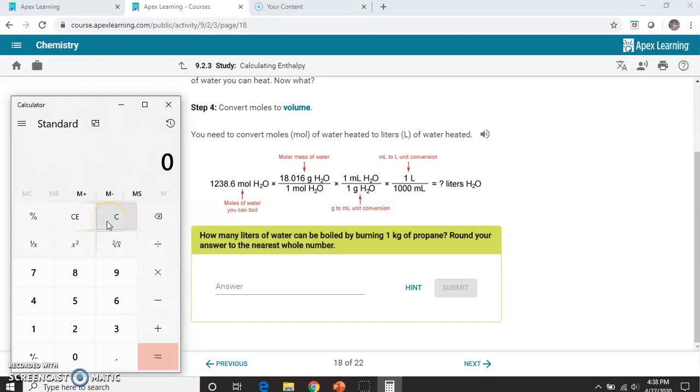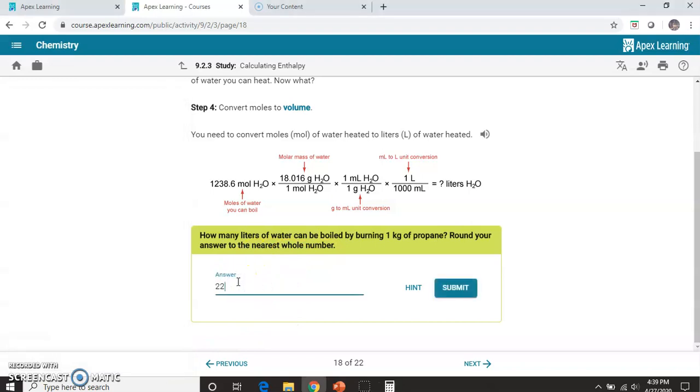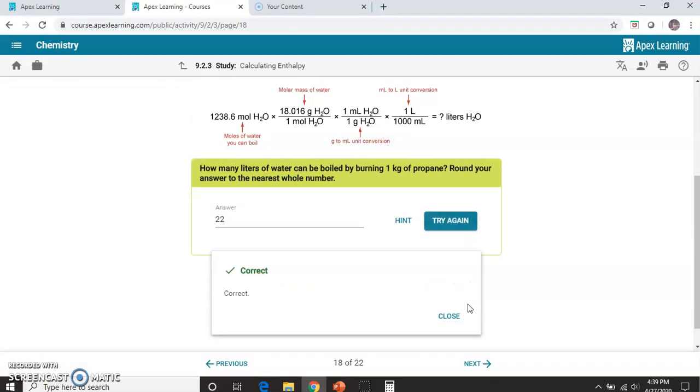So the answer is 8.6 times 18.016. And then you can times it by 1, times it by 1. I'm not going to because it's just itself. Divided by 1, times 1, so divided by 1,000, equals, and this is rounded to the nearest whole number, 22. Okay.